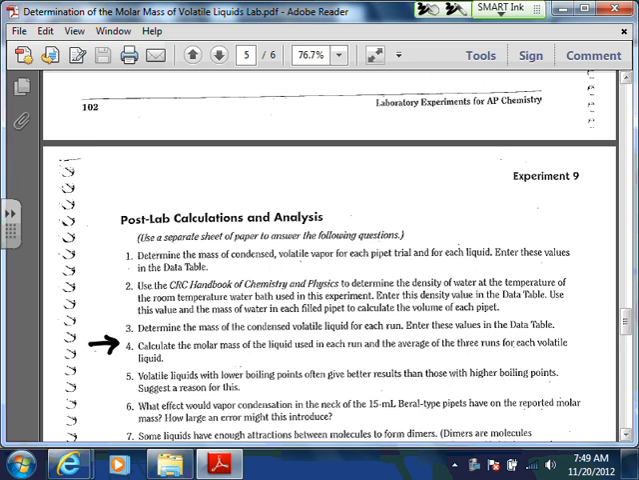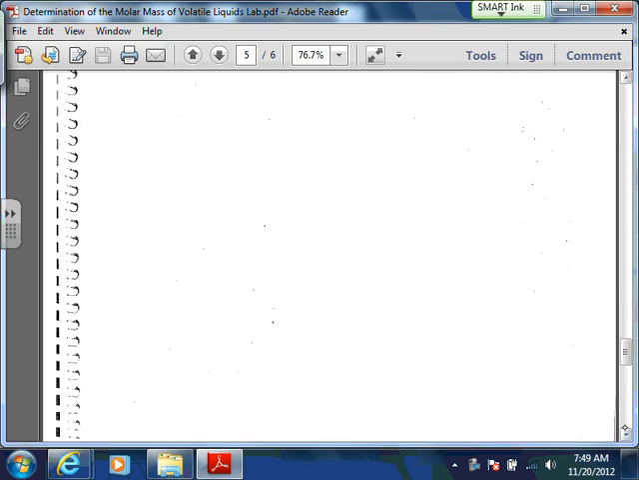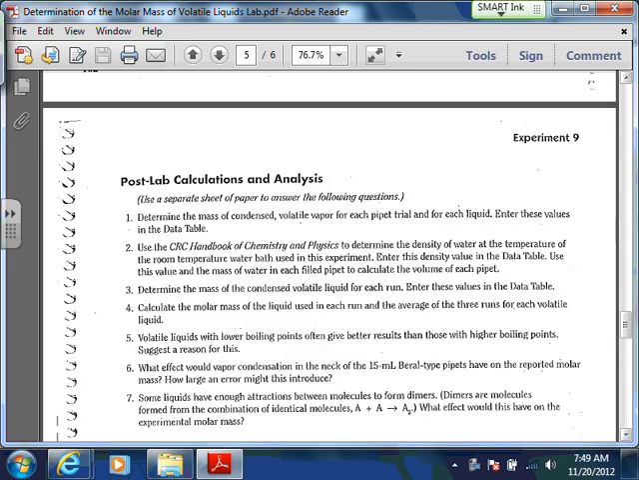Volatile liquids with lower boiling points often give better results than those with higher boiling points. Suggest a reason for this. I'm going to let you think about that one. I think you can figure that out. What effect would vapor condensation in the neck of the 15 milliliter bottle have? Okay, and then again, these last few questions here are basically just questions that ask about the errors that could be caused in the experiment, okay? And we talked about a couple of those on the pre-lab, so hopefully you're thinking enough along those lines.